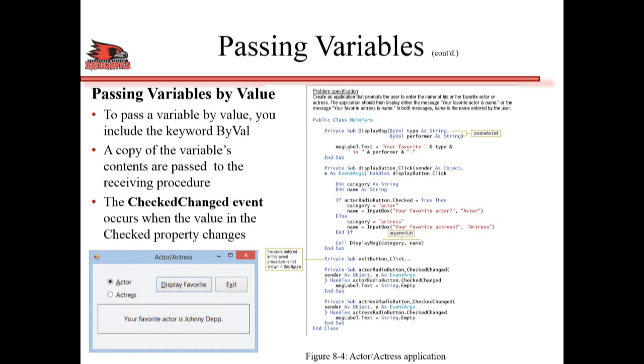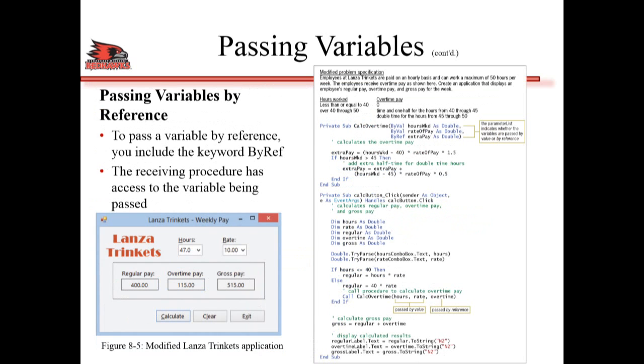And then the procedure basically takes the category and name as the type and the performer respectively and displays it. And that's all there is to passing the variables. Again, it's ByVal, so the variables are passed only by value. The procedure has no access to the variable category or the variable name, so it cannot change any value stored inside these things. It just uses those values to display a message in the label.